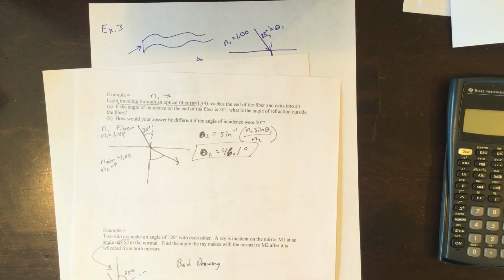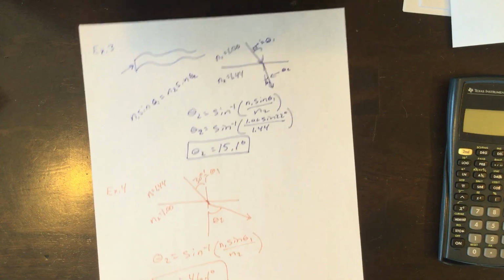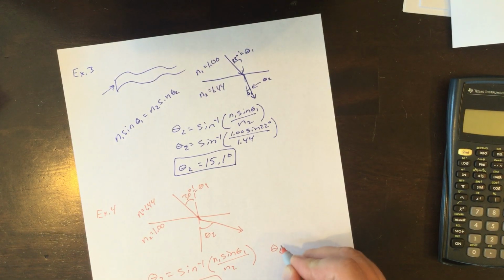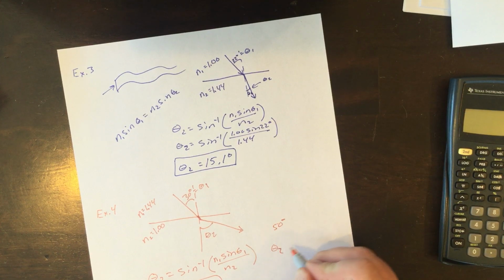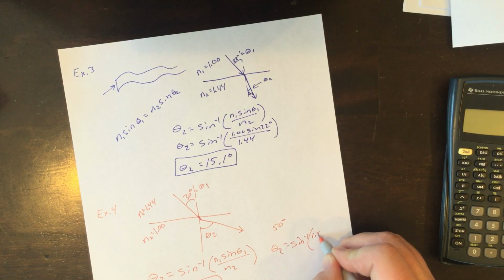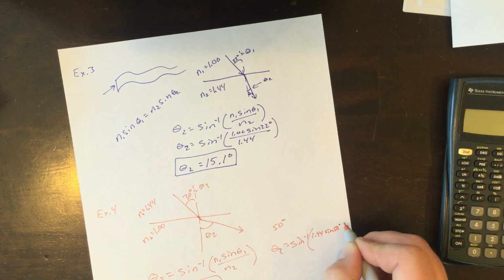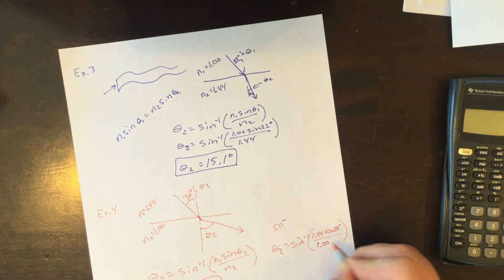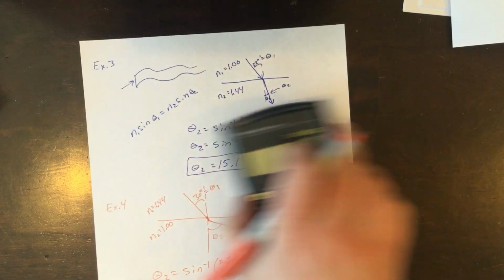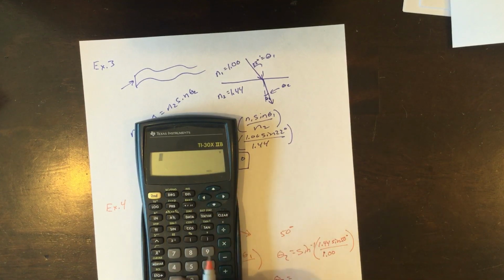And then part B says, how would your answer be different if the angle of incidence were 50 degrees? Okay, so all we'd have to do is put in 50 degrees. All right, we could do that. Up here, we'll just do this one with 50 degrees for theta 1. Let's see what we get. So 1.44 sine 50 divided by 1.